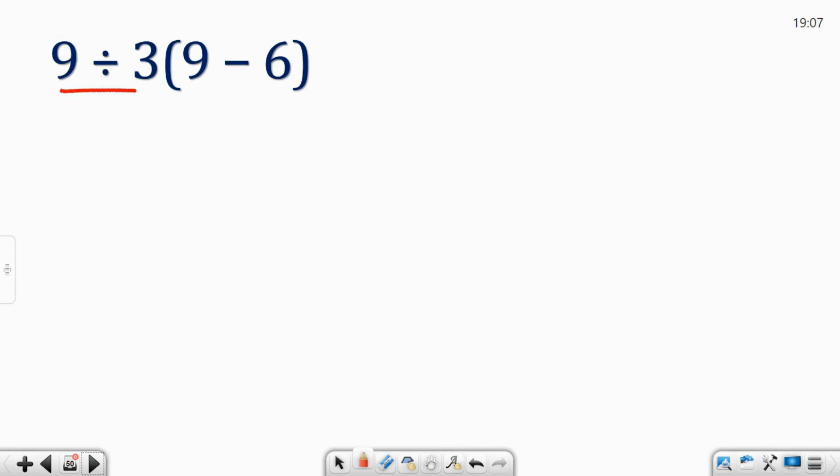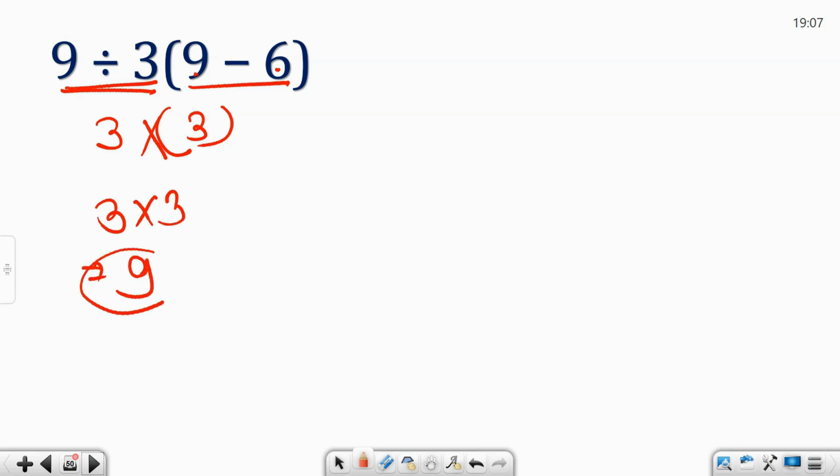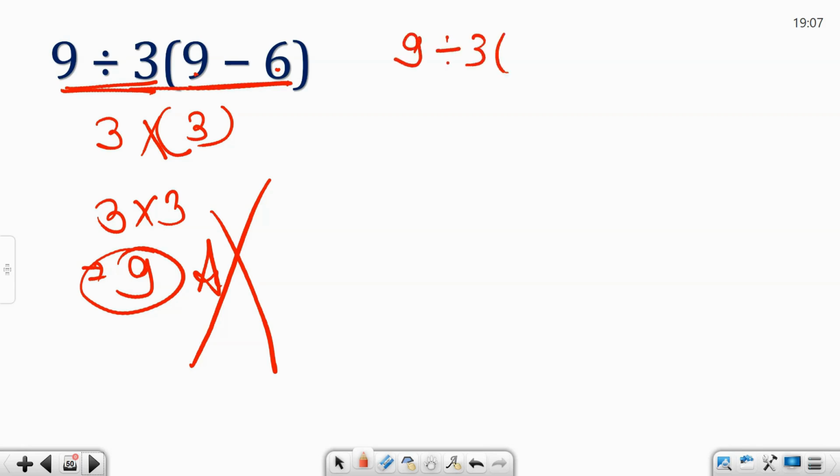Question is 9 divided by 3, in brackets 9 minus 6. So 9 divided by 3 becomes 3. In brackets, 9 minus 6, which is 3. Remove the brackets, multiply, so 3 times 3. Now this is 9, this is the answer, but this is the wrong answer according to the BODMAS rule. First, let's repeat the question and write it. 9 divided by 3, 9 minus 6, according to the BODMAS rule.